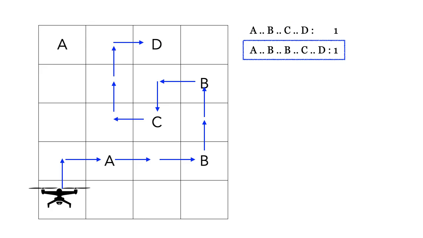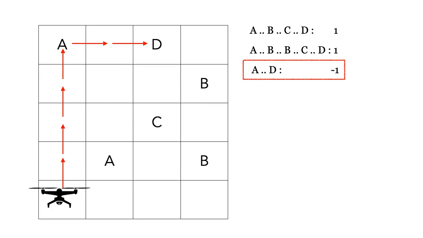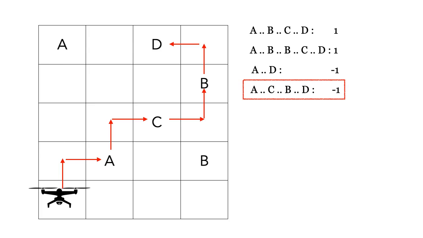In a different path, it went through A, B, B again, C, and D, and in the end received a reward 1. When the agent went through A and then D, it received a reward -1. The same happened when it went through A, C, B, and D. It got a non-zero reward only upon visiting D, and that reward was -1.